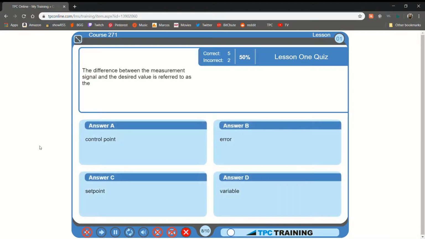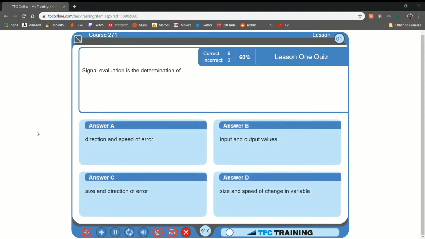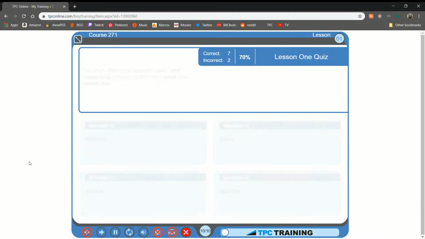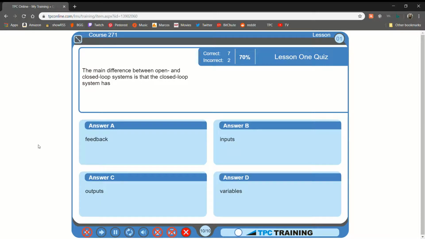The difference between the measurement signal and the desired value is referred to as the A, control point. B, error. That is correct. Signal evaluation is the determination of A, direction and speed of error. That is correct. The main difference between open and closed-loop systems is that the closed-loop system has A, feedback. That is correct.